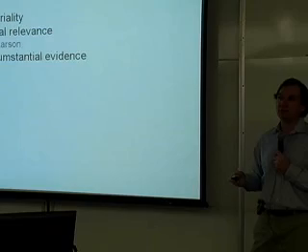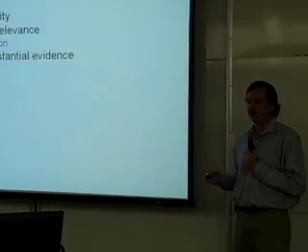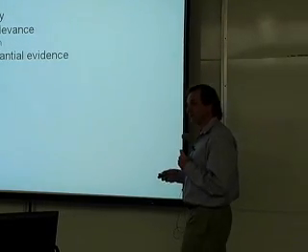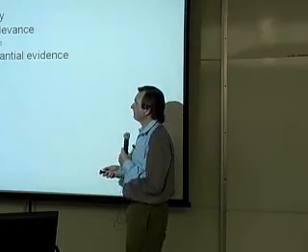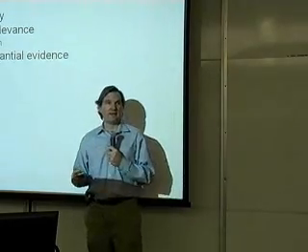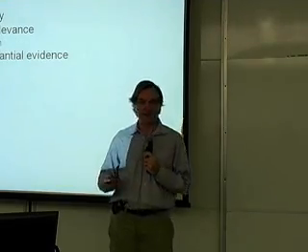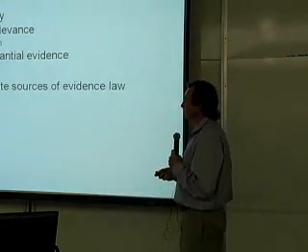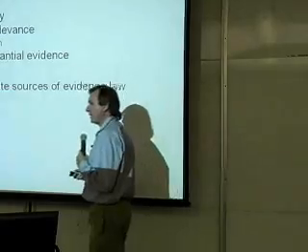What I'll do is define for you direct and circumstantial evidence, and you'll see how you can define it in terms of logical relevance. We'll then move to 402, which is, for the most part, a quickie. It basically says relevant evidence is admissible, but it allows us to think about the legitimate sources for evidence law.